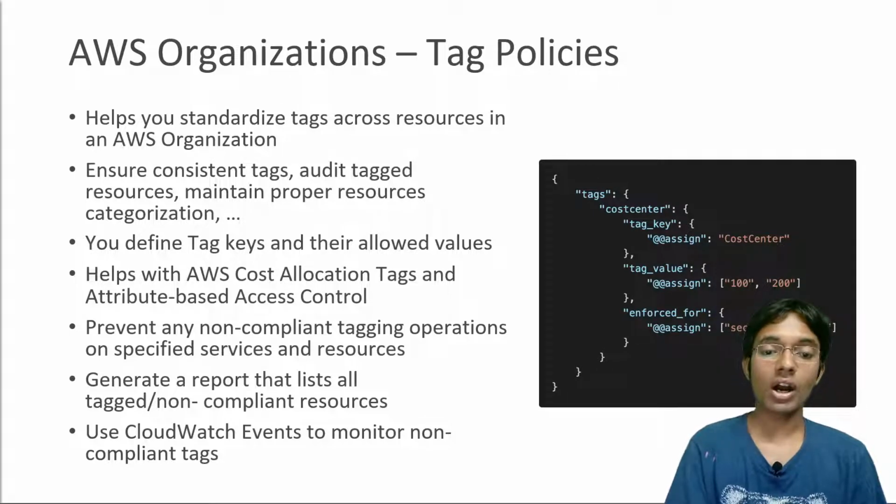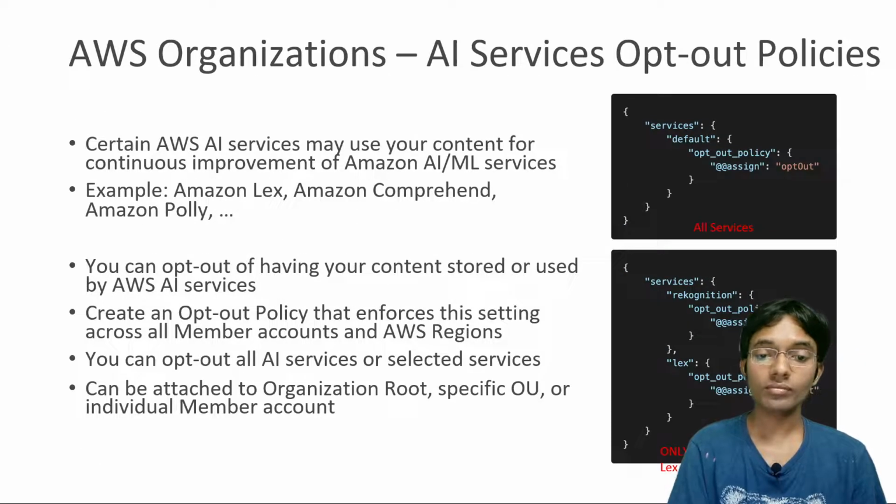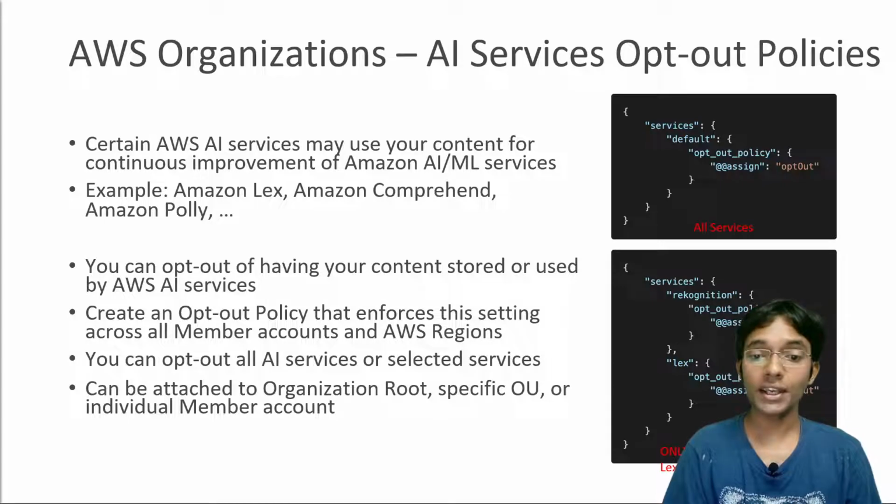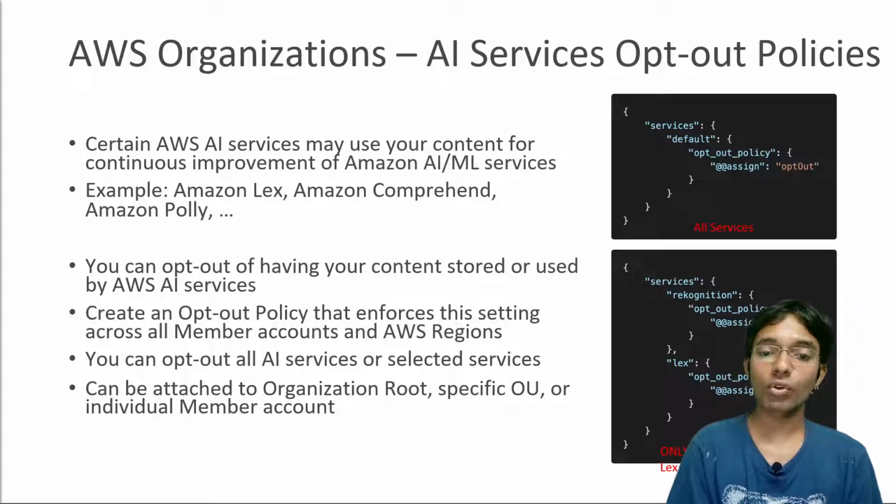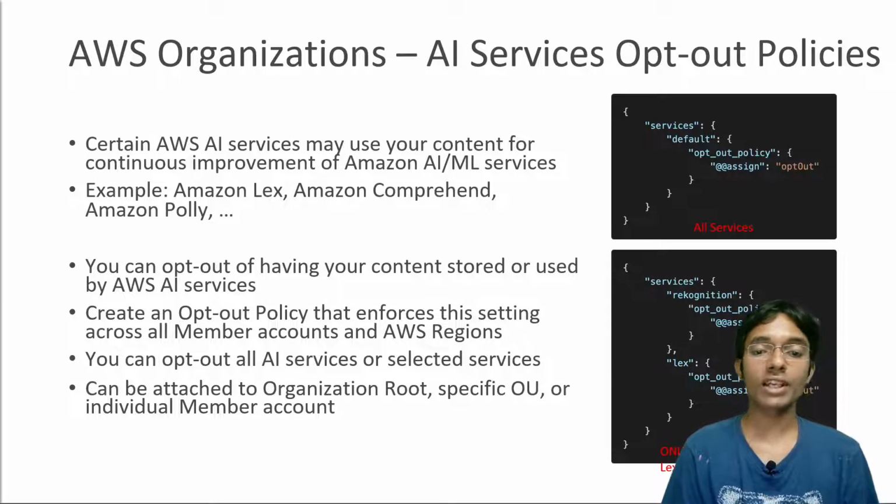Another type of policy on organizations is called the AI services opt-out policy. The background of this is that the AI services in AWS may use the content that you are giving them to improve the Amazon AI and machine learning services. For example, Amazon Lex, Amazon Comprehend, Amazon Polly, all of these services improve based on the data you give them. So your data is used by AWS for improving their services, but you can opt out of having your content stored and used by AI services for improvement.